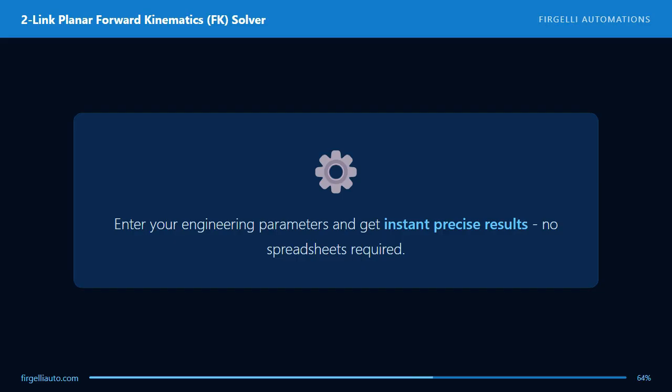lengths. The interactive diagram shows your arm configuration in real time, making it easy to visualize how changing angles affects the final position. This is essential for programming robot movements and verifying arm designs.